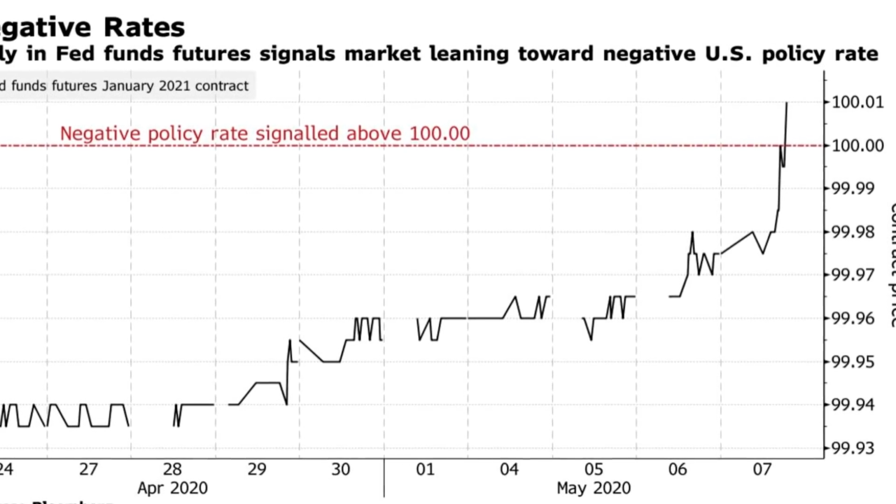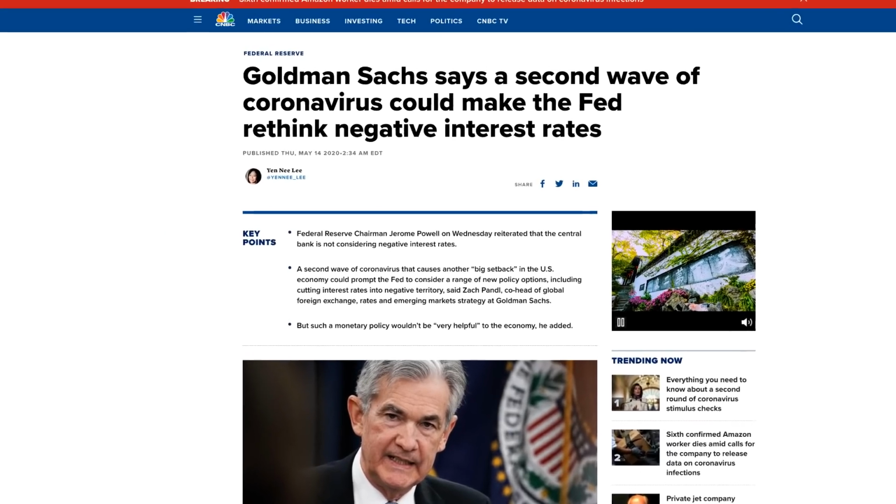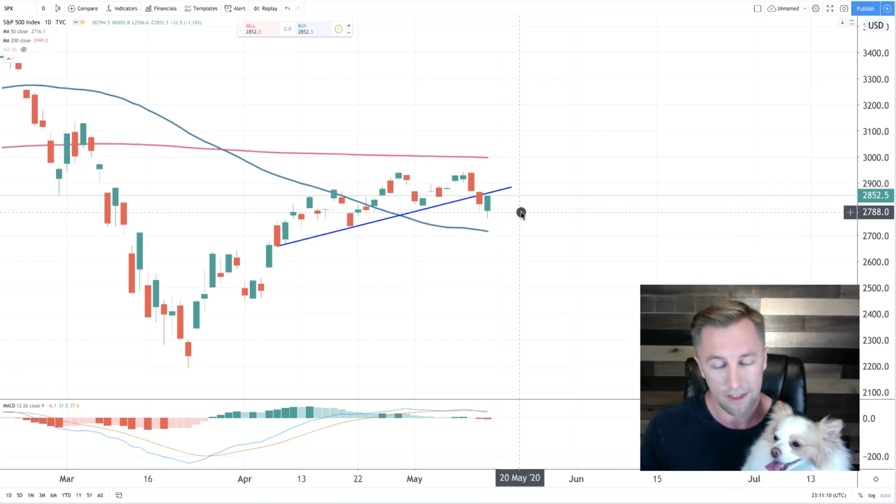And then Jerome Powell came in the other day. The committee's view on negative rates really has not changed. This is not something that we're looking at. Shooting down the idea of negative interest rates. And then now we have Goldman Sachs coming in and saying, hey, if a second wave of the coronavirus does come into play, the Federal Reserve will need to rethink negative interest rates.